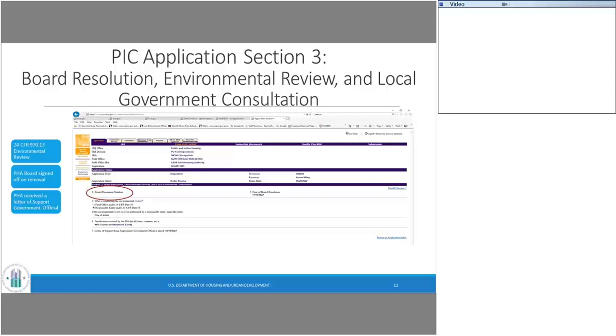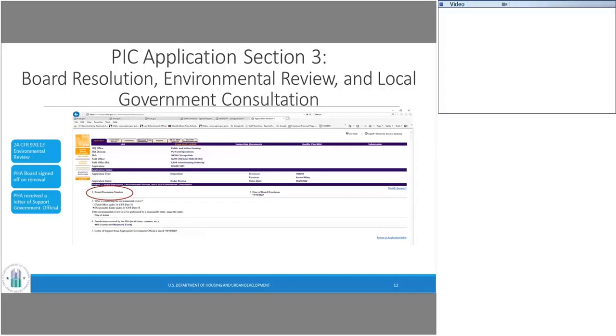Section 3 is very important. Section 3 is the Housing Authority confirming that the application has a board resolution, environmental review, and local government consultation. Here we see where the Housing Authority submitted a board resolution. However, it does not have a board resolution number. That's important. We will not stop processing or send a discontinue letter because the application is showing that they have a board resolution and when it was signed, well, the date of it.